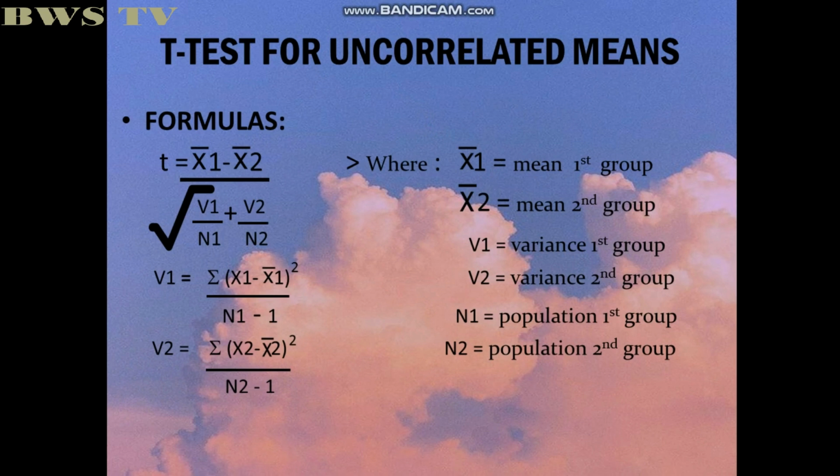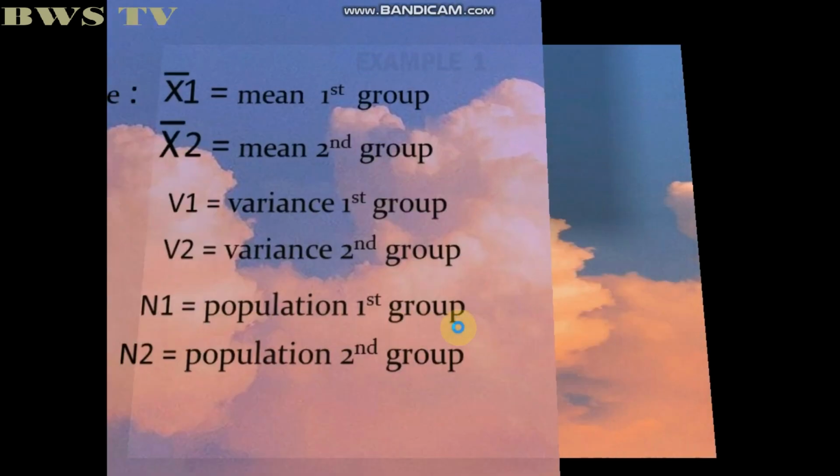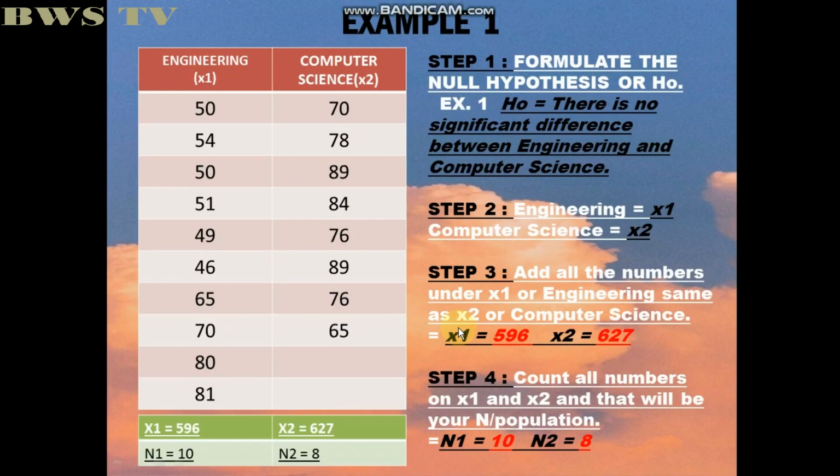These are the meanings on the right side of the laptop. Mean 1 is the first group, mean 2 is the second group, and then v1, v2, n1, and n2. So we'll have our first example. Step 1 is to formulate the null hypothesis, or the H0. For example 1, the H0 is there's no significant difference between engineering and computer science.